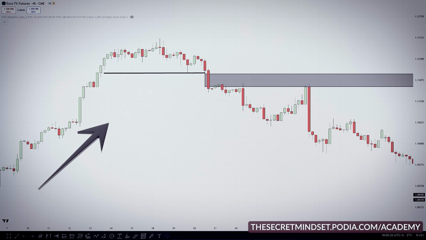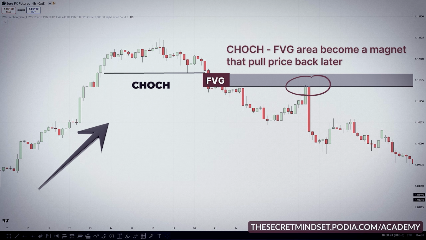Picture the market moving up in a series of higher highs and higher lows. Then suddenly, price drops hard through a previous swing low. During this drop, if we see a gap where the candle wicks don't overlap, that's our gap. Big players pushed price down with real force. This area becomes a magnet that pulls price back later.